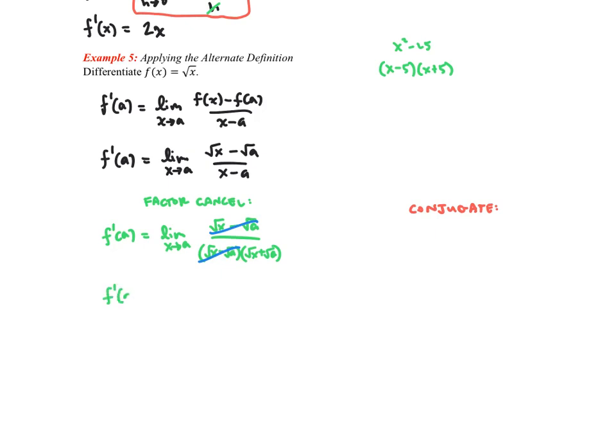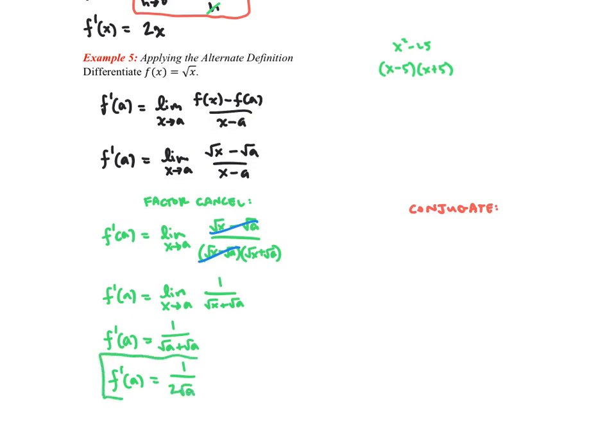Therefore, f prime at a is equal to the limit as x approaches a of 1 over root x plus root a. Okay, so if x approaches a, I'm going to do a direct substitution and plug an a in for x. That will give me 1 over root a plus root a, which is equivalent to 1 over 2 root a.